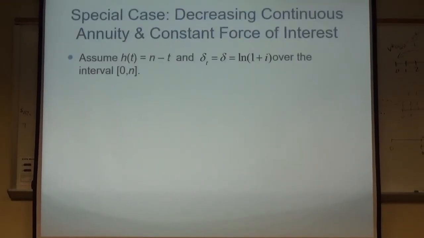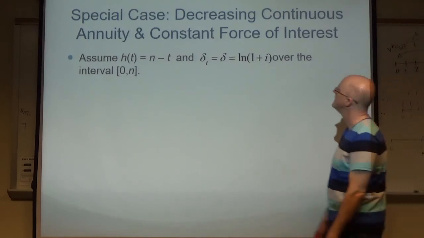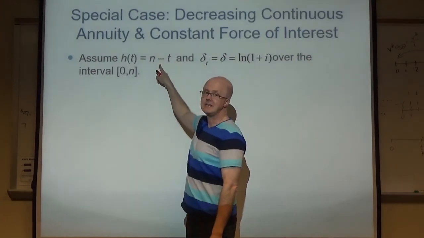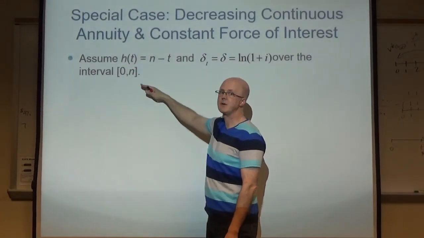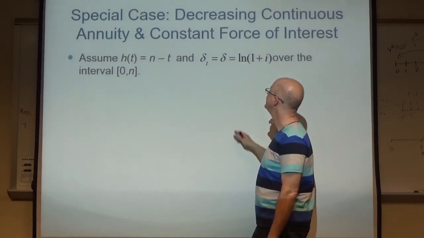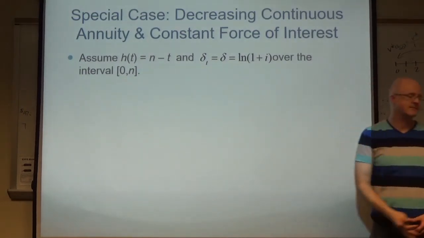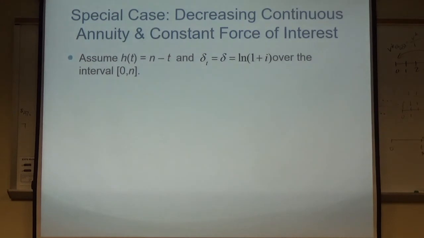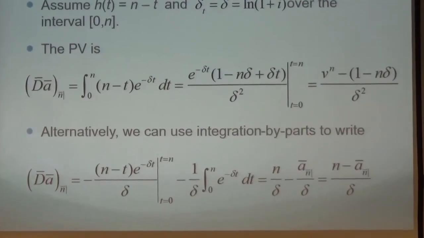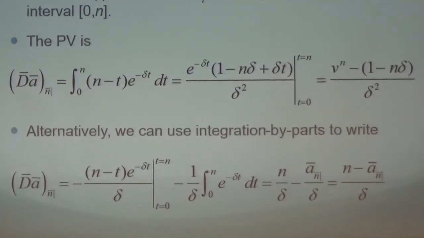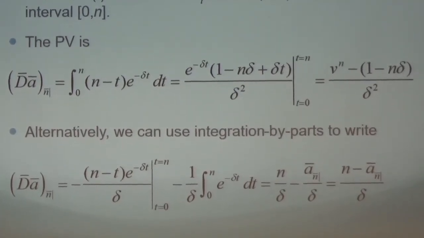Almost done, hang on. One more example, decreasing annuity. H of t is n minus t, so that would be a linearly decreasing function, having value n at time 0 and 0 at time n. Delta of t is still constant. Here are the present and future values. Oh, excuse me, just the present values. Once again, you should check these things.